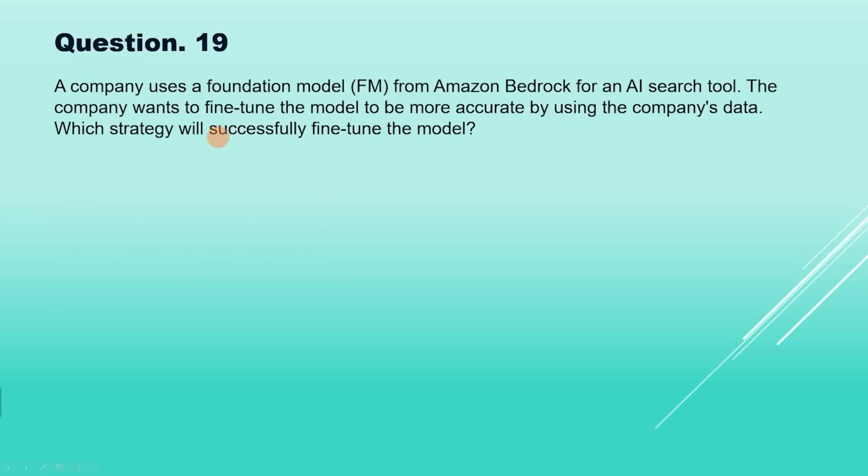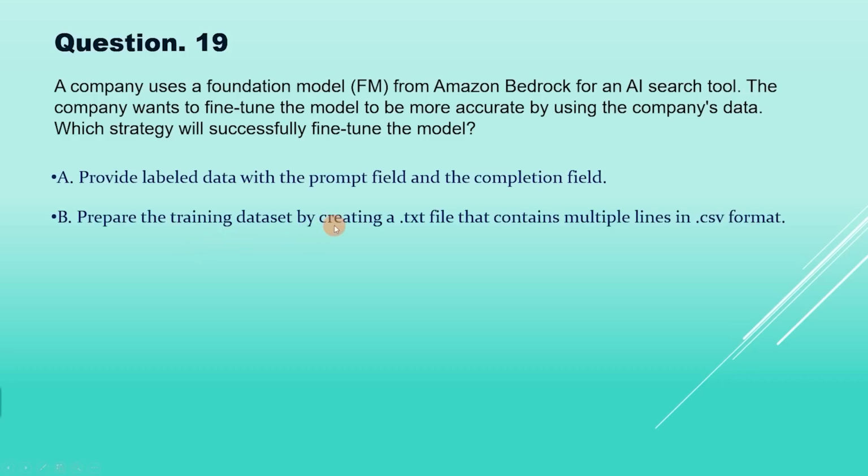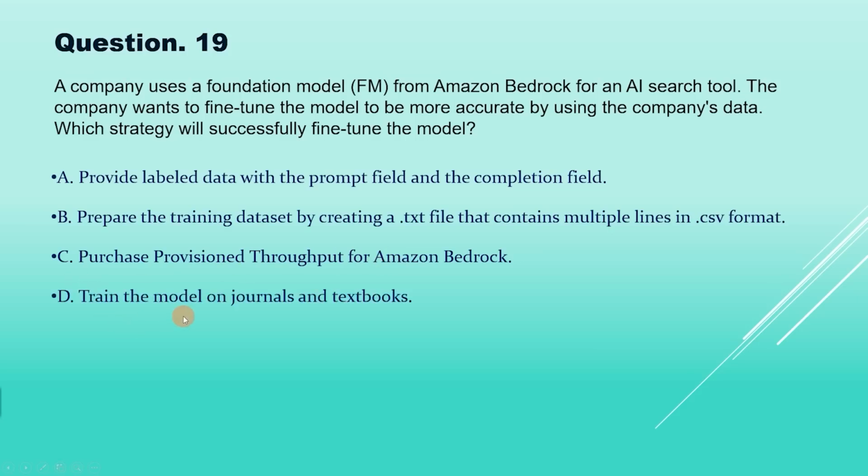Now question number 19. A company uses a foundational model from Amazon Bedrock for an AI search tool. The company wants to fine-tune the model to be more accurate by using the company's data. Which strategy will successfully fine-tune the model? Option A, provide labeled data with the prompt field and the completion field. Option B, prepare the training dataset by creating a .txt file that contains multiple lines in .csv format. Option C, purchase provisioned throughput for Amazon Bedrock. Option D, train the model on journals and textbooks. Taking a pause.